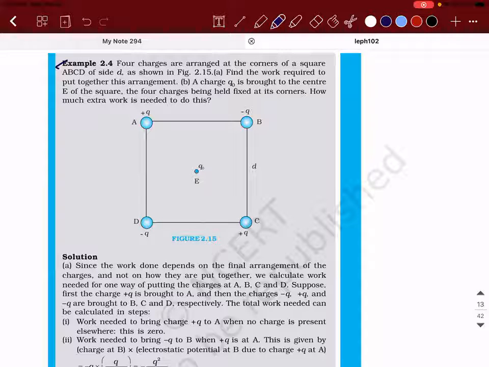So how will you start writing the answer in exam? The total work done on the system will be equal to the potential energy stored in the system. Or you can say the total potential energy stored in the system. Work done on the system is equal to the total potential energy stored in the system.